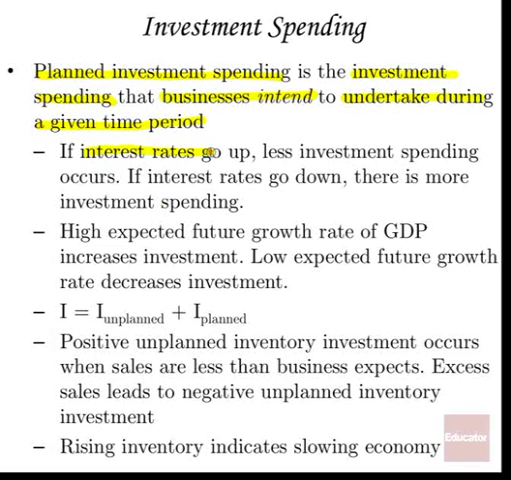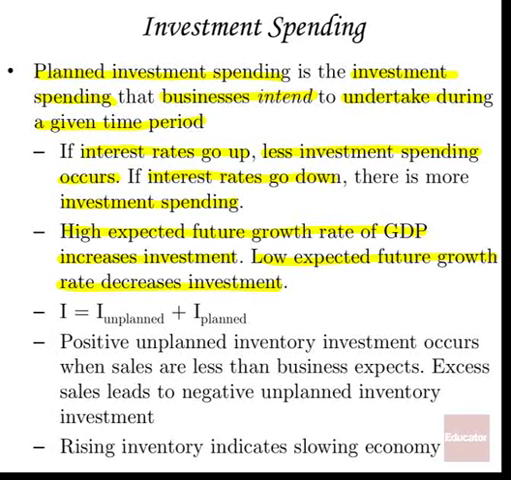So, for example, if interest rates go up, less investment spending occurs. Conversely, if interest rates go down, there's more investment spending. Businesses would much rather prefer interest rates at 3% than 5%. 5% means that it's more expensive to borrow, and the costs of doing business are higher. At 3%, doing a project might seem a little bit more useful than if it was at 5%. High expected future growth rate of GDP increases investment, and conversely, low expected future growth rate decreases investment.